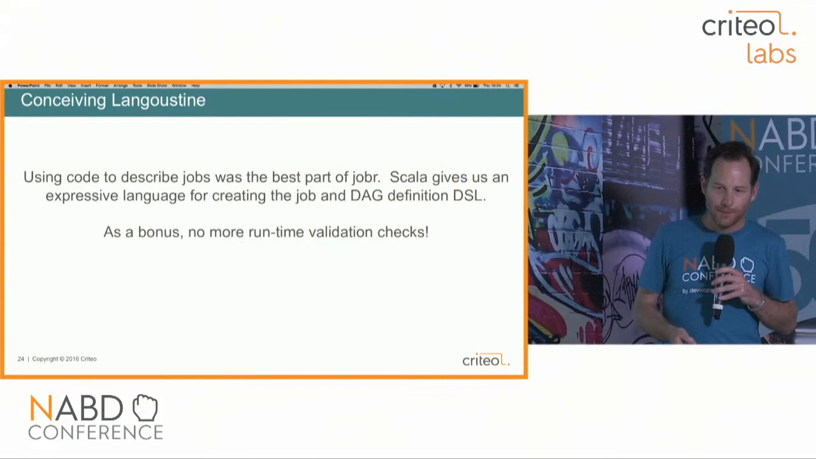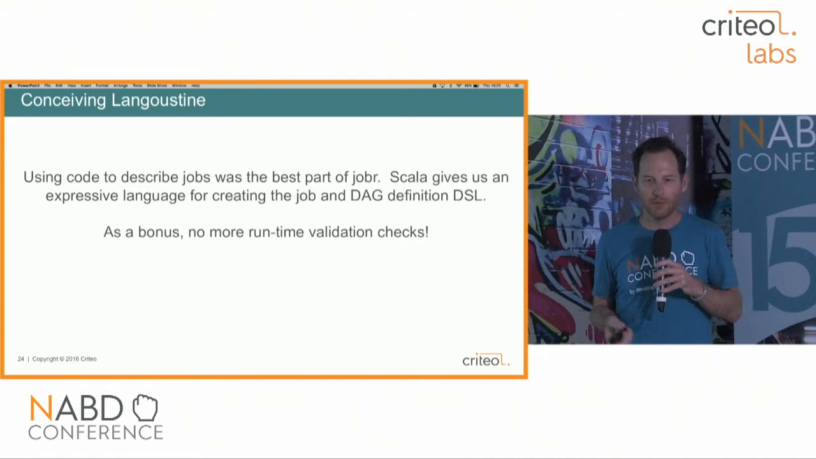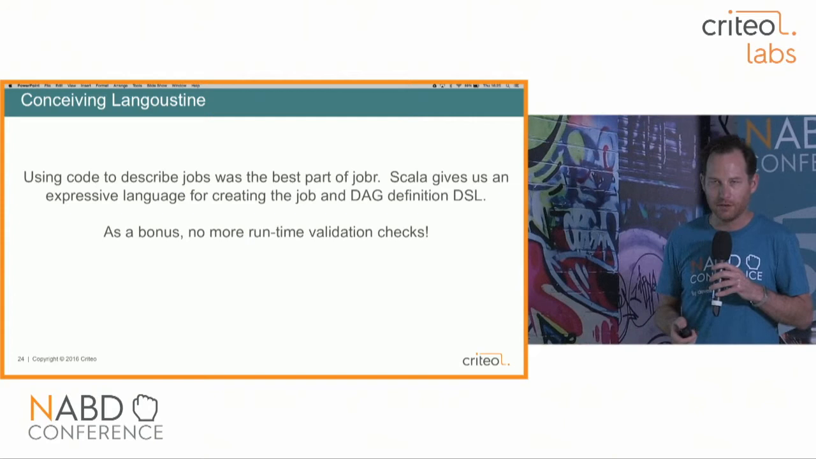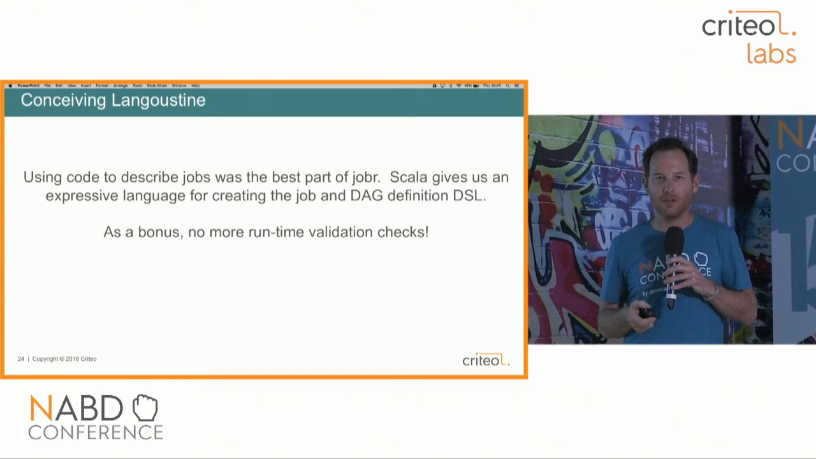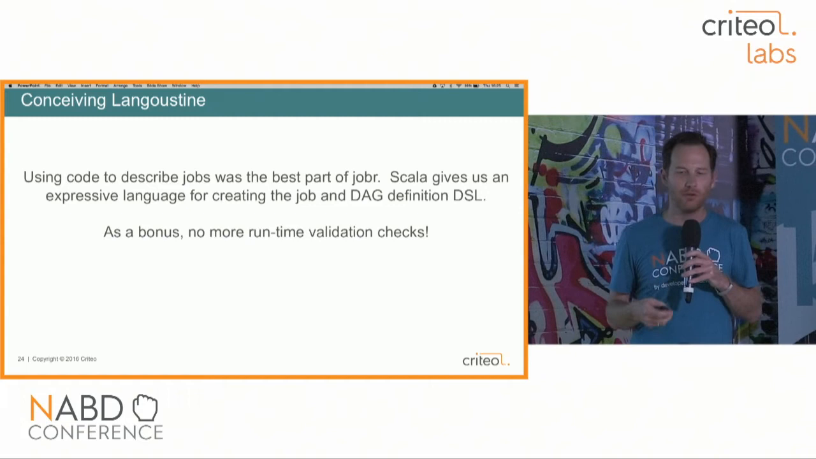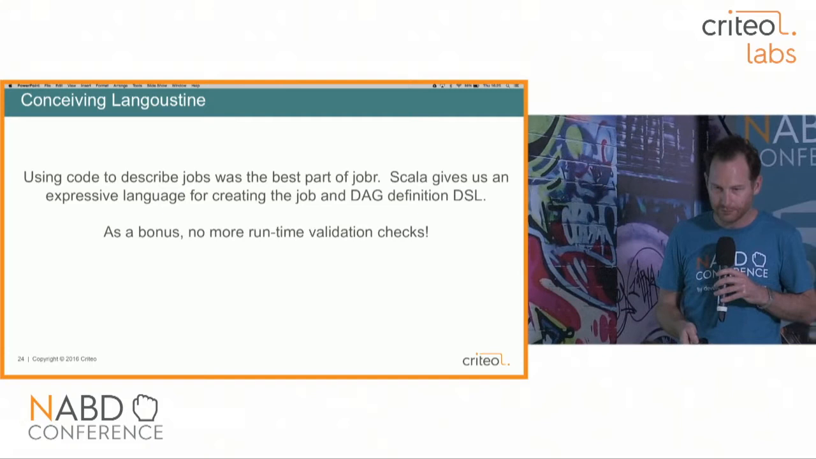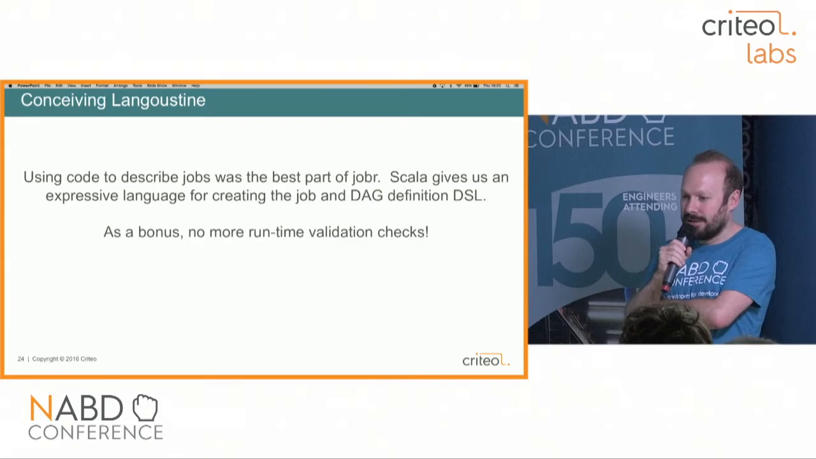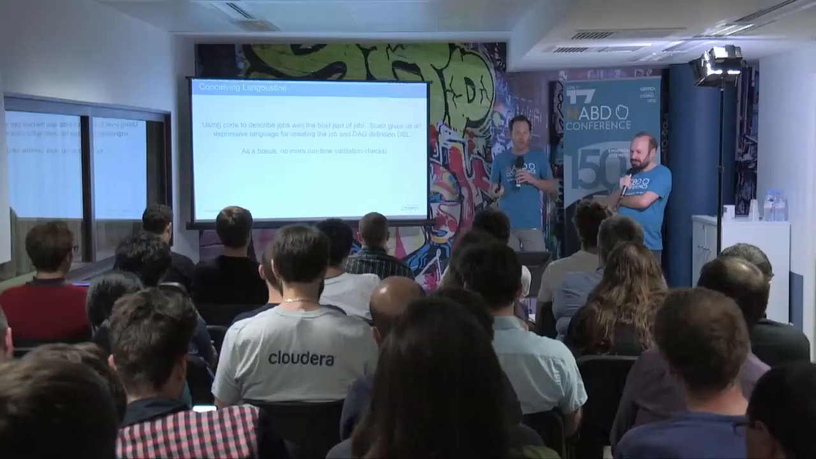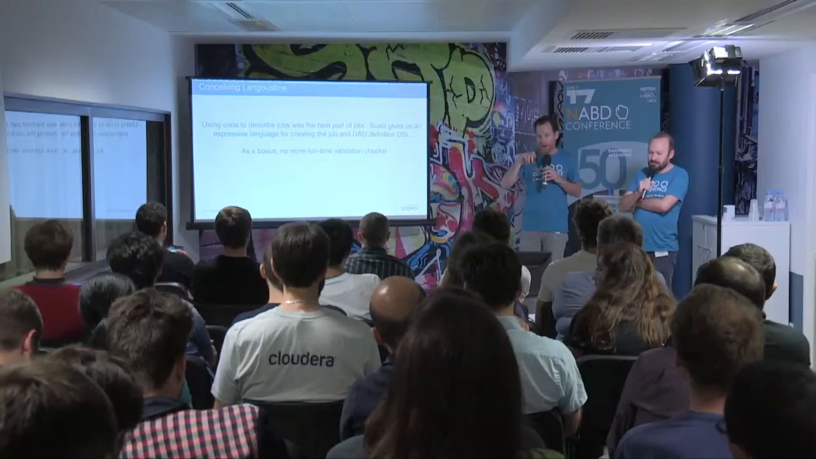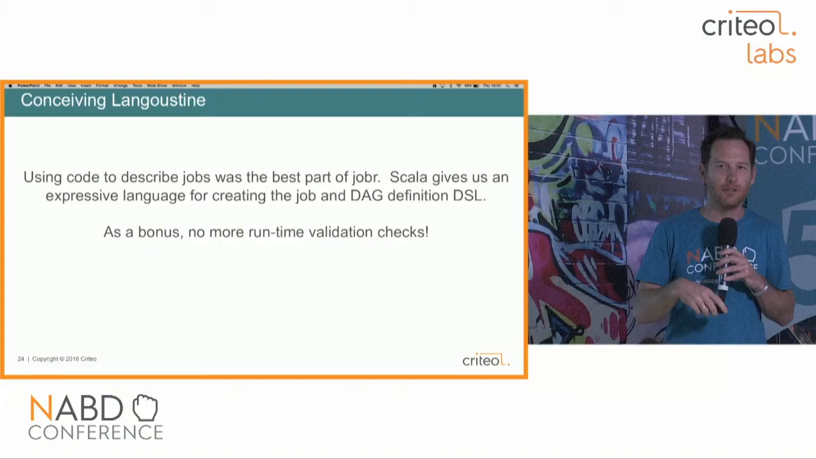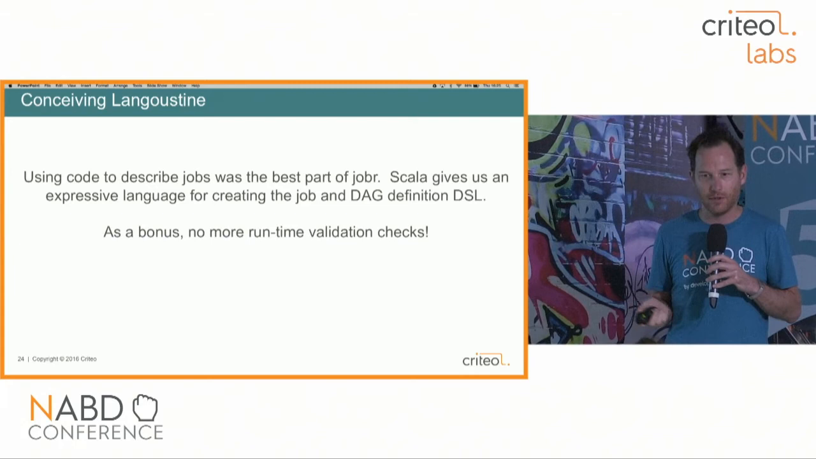One of the best parts of Jobber was using code in ERB templates to describe jobs. We really, really liked that, and Luigi proves that that's a good idea as well. And then we thought, well, Scala is a great language for writing DSLs, so maybe we can do something really cool with Scala and this notion of DAG and job definition. And having a compiled language is even better because you can detect some errors at compilation time. With Jobber, we had these test scripts to make sure that your graph was fully connected, with no orphan nodes. And obviously with Scala DSL, that goes away.